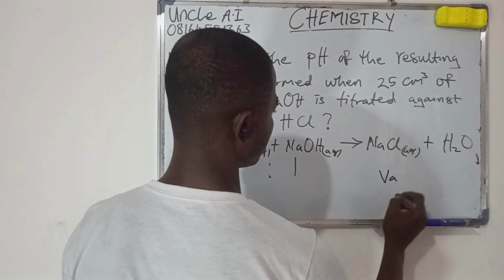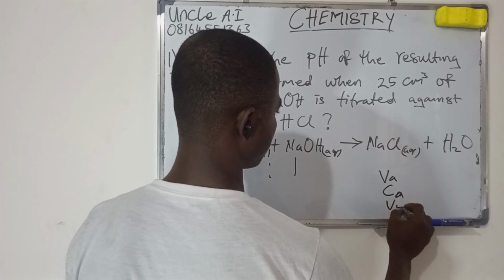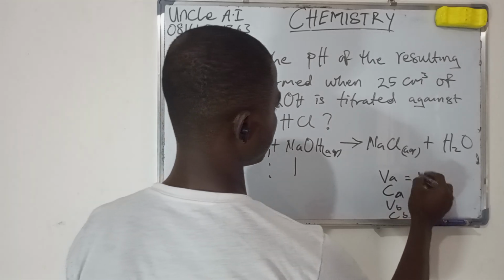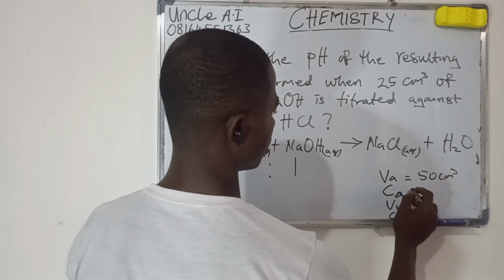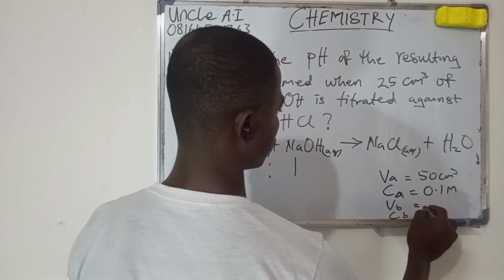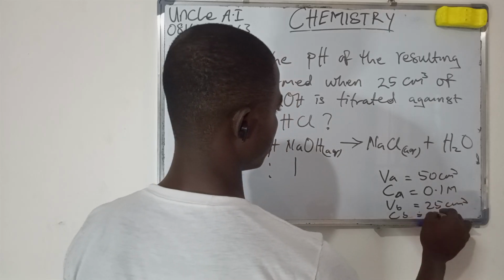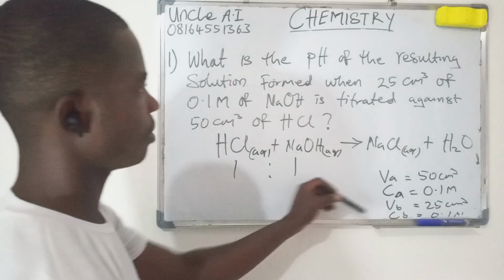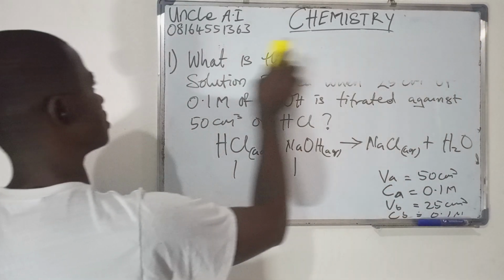volume of acid, concentration of acid, volume of base, concentration of base. They are given as volume of acid 50 cm³, concentration of acid 0.1 molar, volume of base 25 cm³, concentration of base 0.1 molar. I want you to note down these parameters because I want to wipe the board for space.